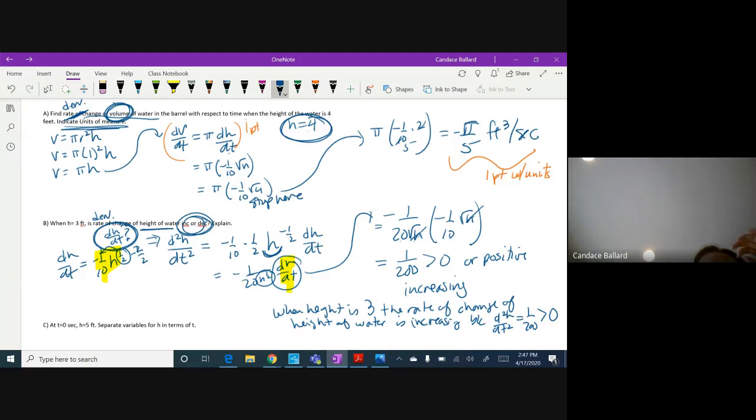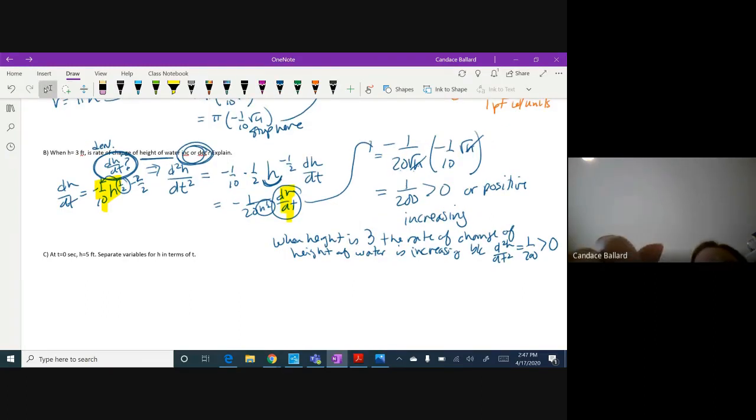I'll give you a minute there, kind of catch up on what you're taking notes on. Okay, I'm going to look at part C now. Okay, so notice this was supposed to be about separation of variables today. We haven't hit any separation of variables, but now it finally comes up.